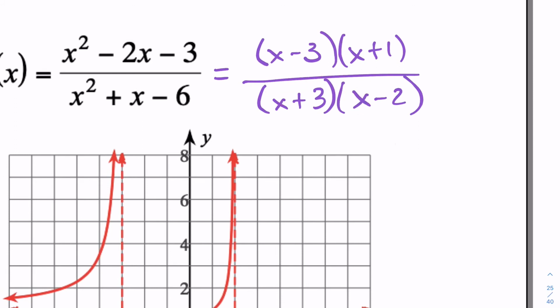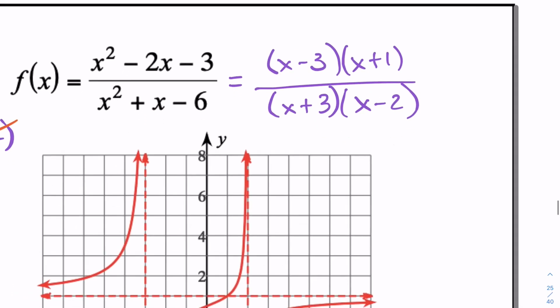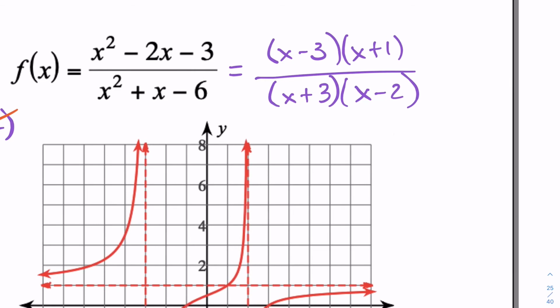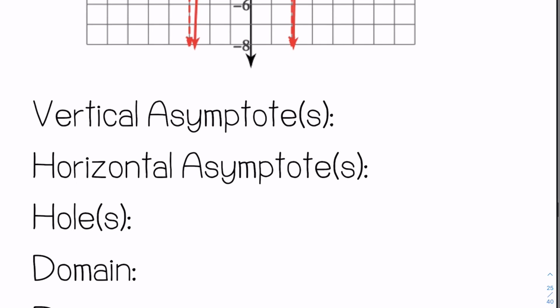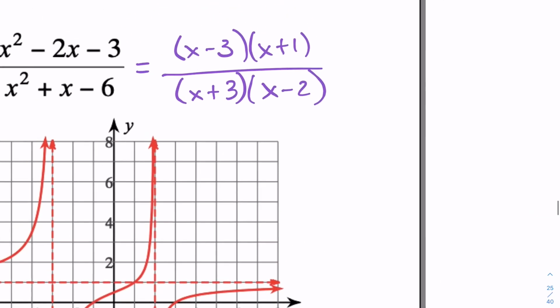Okay, x times x is x squared. Minus 2 plus 3, that's my positive 1x, minus 6. All right, so what do we got for issues? Well, I have no holes, right? Holes, there are none because there's nothing I can do. There's none, I can't simplify any of these out.